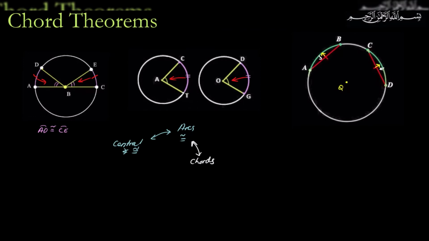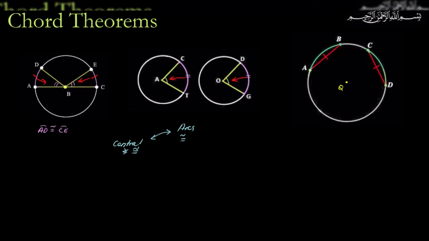So let's see if we can convince ourselves that this is indeed the case. How do we prove that these two arcs are congruent if we're given that those two chords are congruent? That is, if AB is congruent to CD, how do we prove that the arcs are congruent?